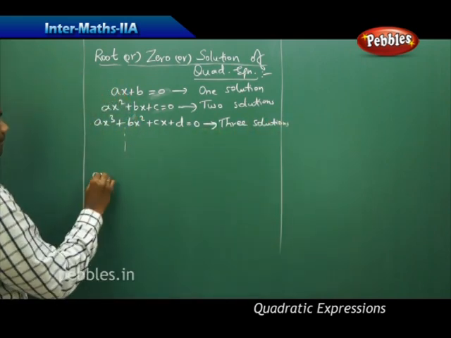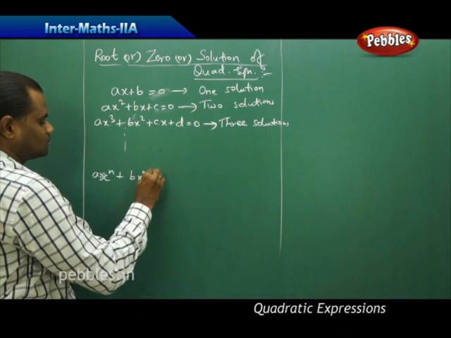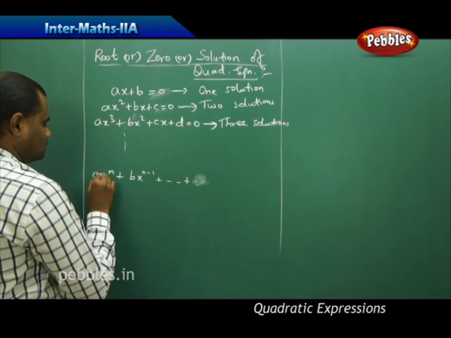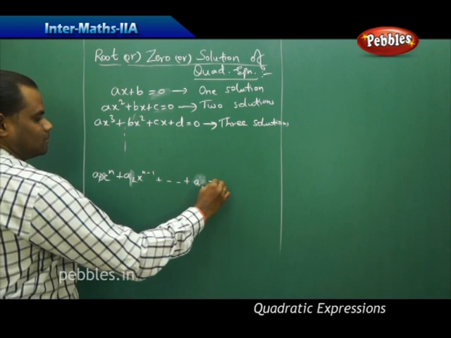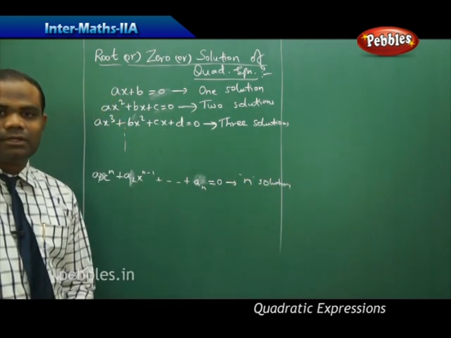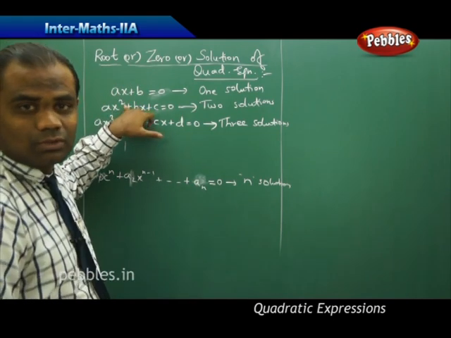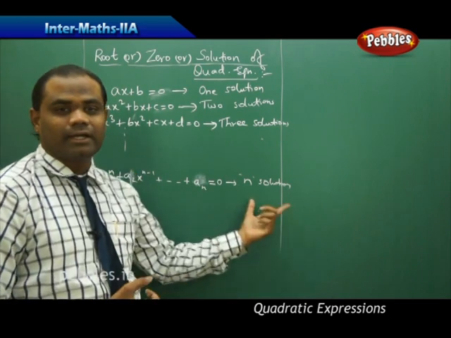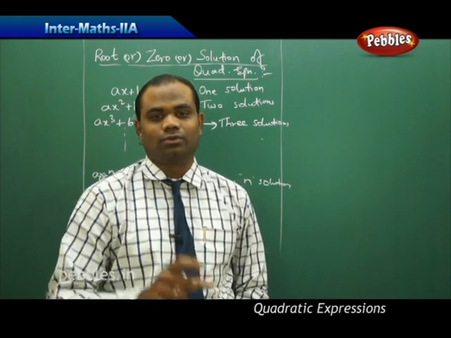Similarly, when I take the polynomial of degree n, with a1, a2 and an as the coefficients and a constant, equal to 0, it has n solutions. So this is how we define it for polynomial equations: if the highest power of the variable x is 2, I have 2 solutions. If the highest power is 3, I have 3 solutions. If the highest power is n, I get n solutions. Therefore, a quadratic equation always has 2 solutions or 2 roots or 2 zeros.